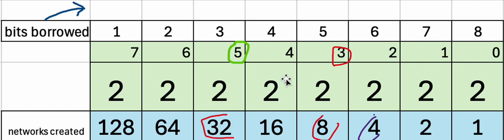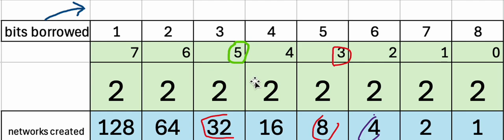Okay, so if we want 8 networks, we look at the networks created and how many bits to borrow. So we borrow 3 bits. If we want 16 networks, how many bits do we borrow? That's 4. If we want, I don't know, 64 networks, we borrow 6. 2 to the 6th power is 64, and so on and so forth.